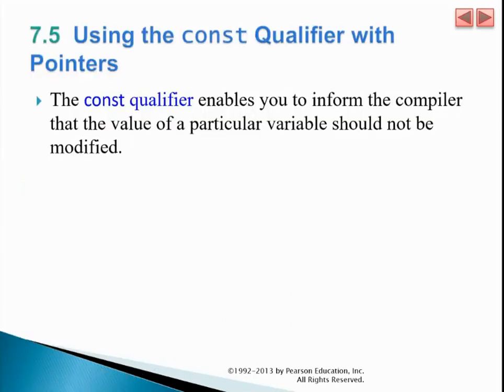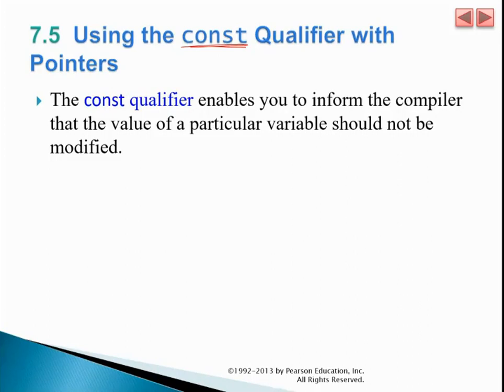We have already seen this constant with arrays, with variables, and this particular qualifier enables us, if we declare any variable with a constant keyword, to ensure that during the program execution, the value of that particular variable or identifier will not get changed. Okay, this is why we are using a constant keyword. Now let's see how we can use this with pointers, right?